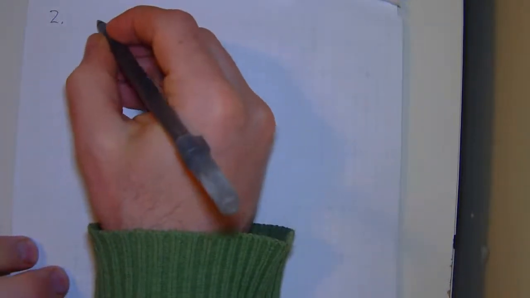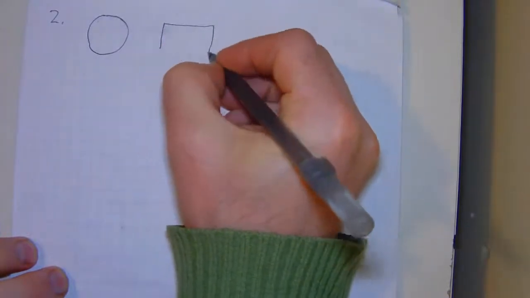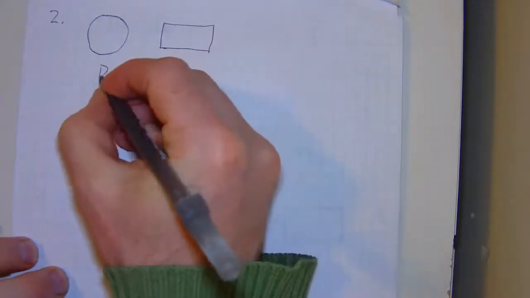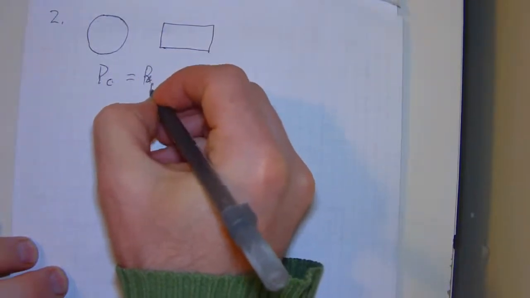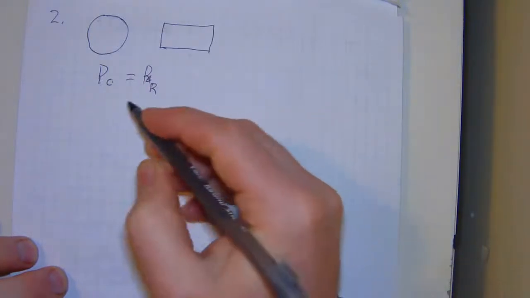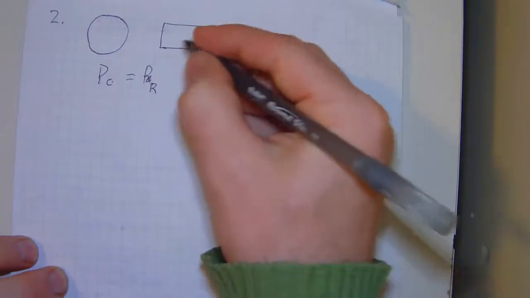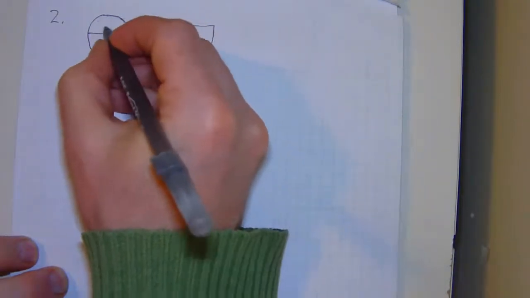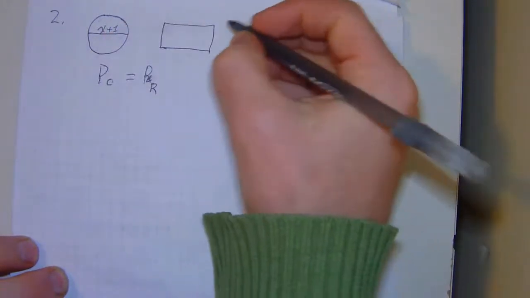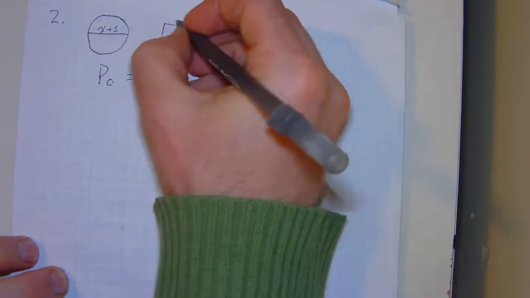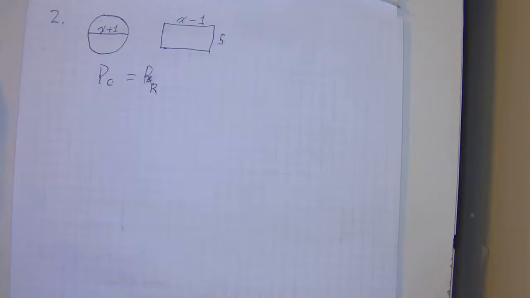So here we have a circle and a rectangle. The perimeter of the circle and the perimeter of the rectangle are the same. Oops, sorry, that should be P R down there. All right, they have the same perimeter. So the perimeters of both of them are equal. The diameter of the circle is x plus 1. And the side lengths of the rectangle are 5 and x minus 1. What is the value of x?